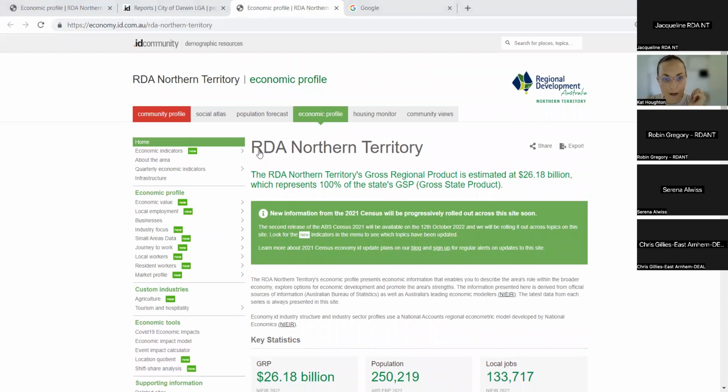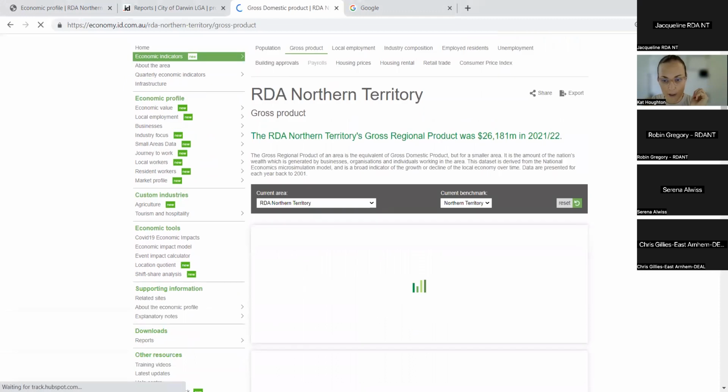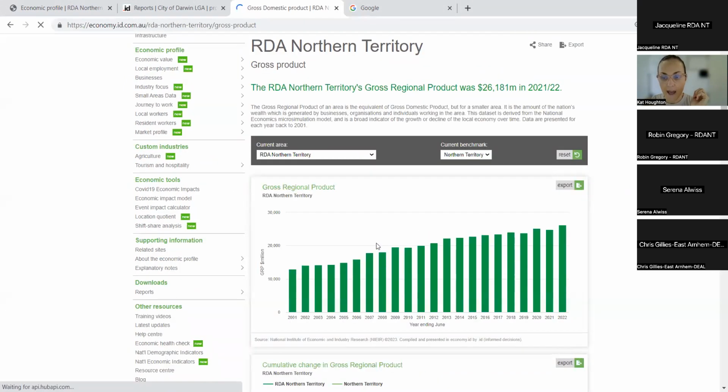Okay, so the first thing I'm going to do is I'm going to look at the gross product for the Northern Territory. Okay, and we can see how that has changed over time since 2001. Okay, and this is what I mean by updated yearly data. We can see here we had 2020, 2021, and now we've just updated the data for 2022. And we can see there's been very strong growth in the Northern Territory between 21 and 22. And our job is to be able to look at, well, what is actually driving that growth in the Northern Territory? What has created that extra level of wealth in our community?